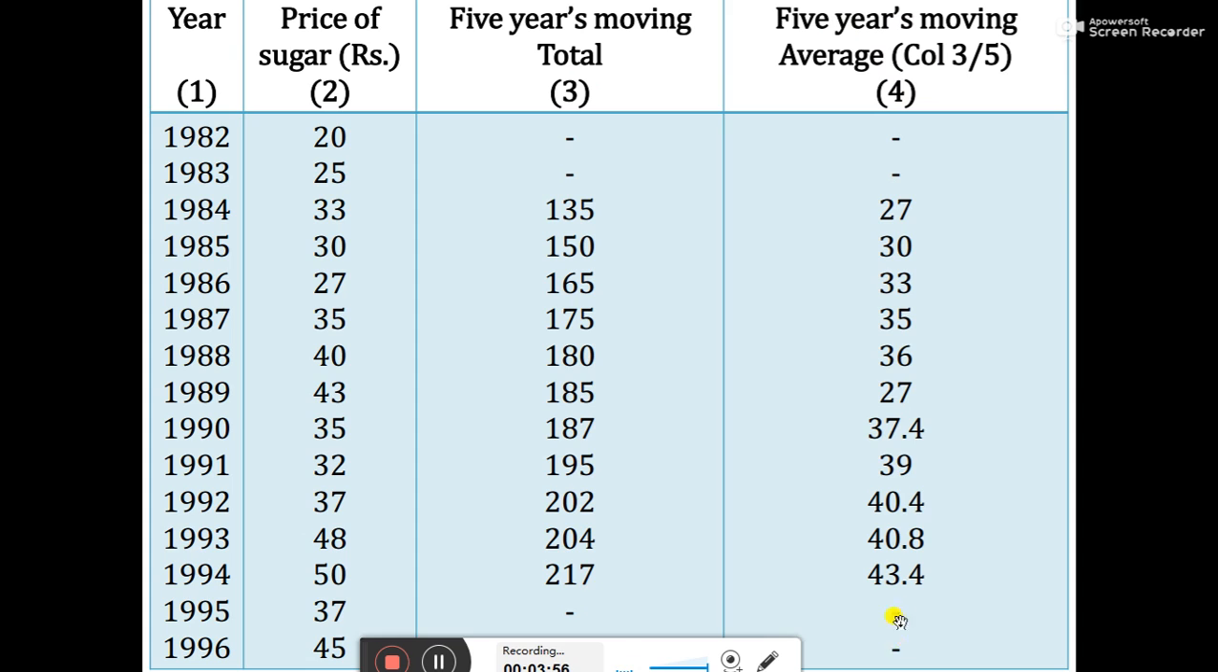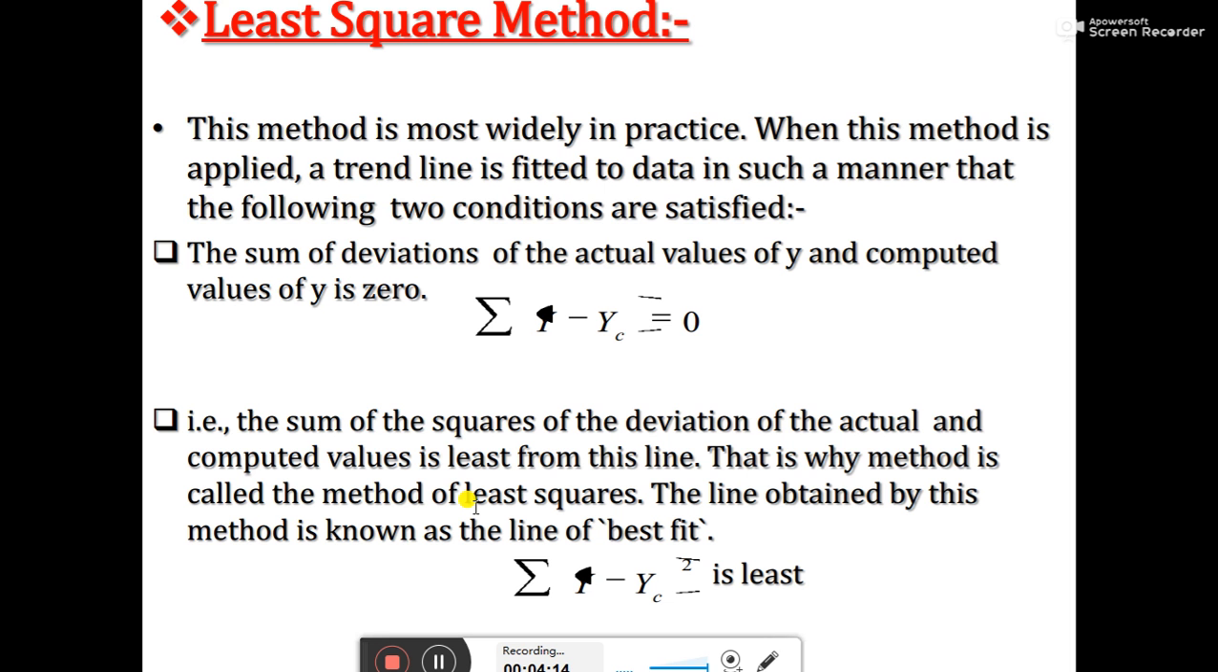Also in this last part we cannot compute it, because the data is ending here. That is why the 5 years average cannot be computed for these last years either. Next, the least square method.